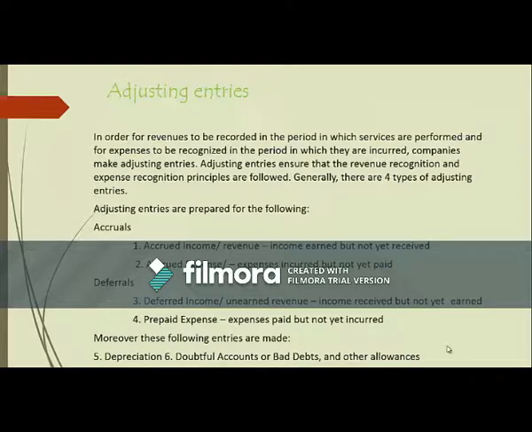Now we will talk about some adjusting entries. From the name we can understand what adjusting entries are. It is about adjusting the journal. So for knowing this, we need to learn about some terms like accrued income or accrued revenue, accrued expense. Next is deferred income or unearned revenue. Next is prepaid expense, depreciation, and doubtful account or bad debt.